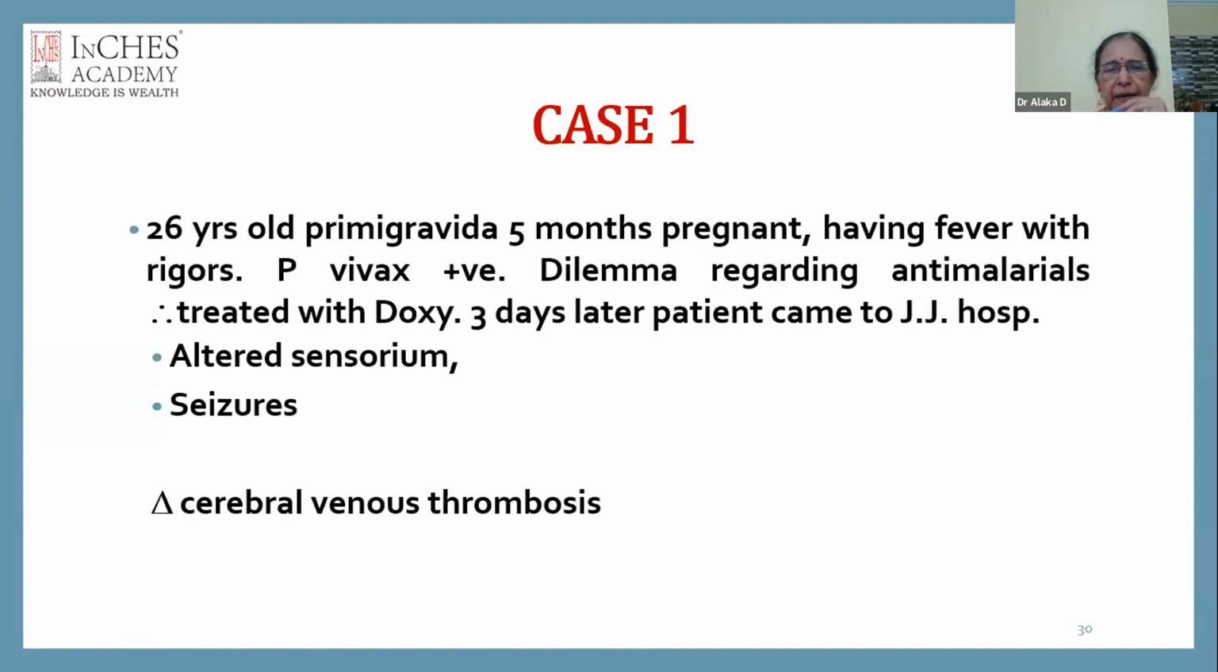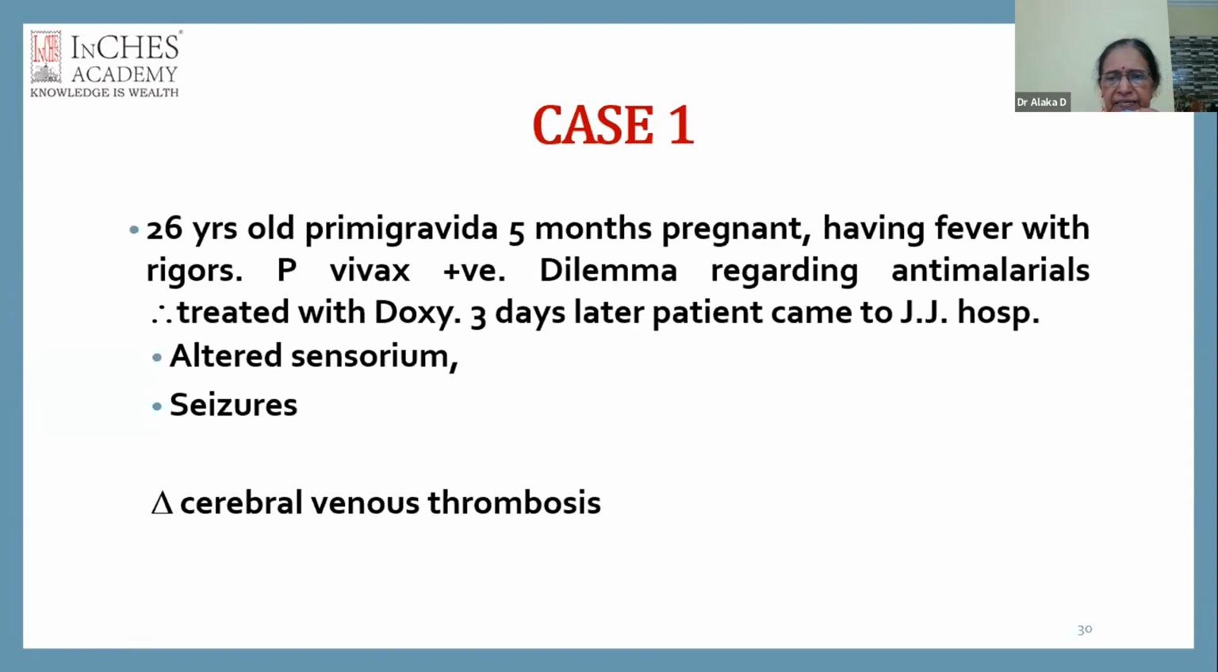26 years old, primigravida. She was 5 months pregnant. She was having fever with rigors. The blood showed P Vivax positive. Now, there was a dilemma regarding anti-malarial. So, anti-malarial were not given. She was treated with doxycycline.